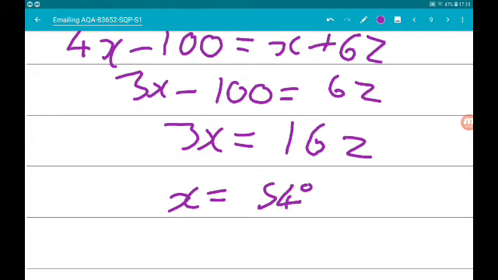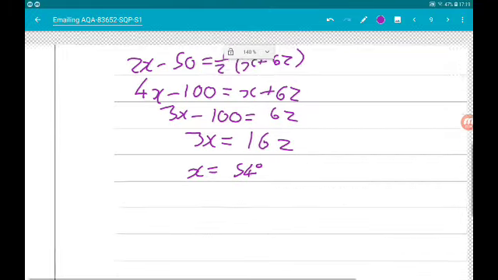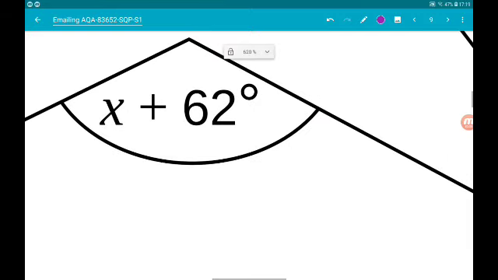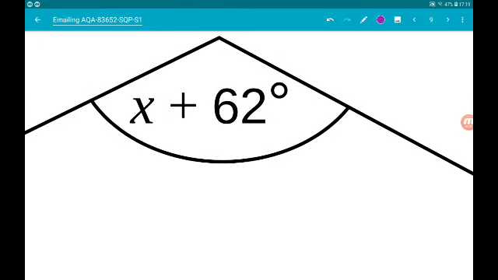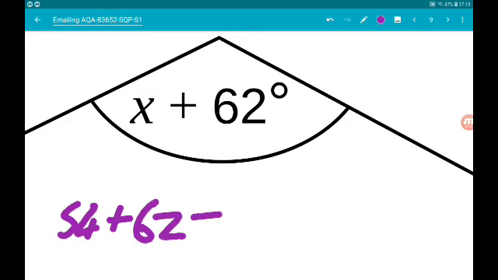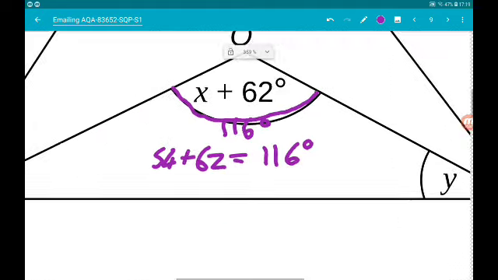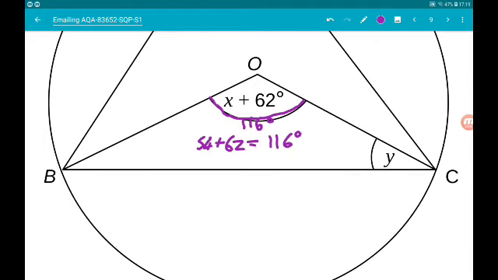So now that we know what x is, we can start filling in some blanks. So if x is 54, x add 62 is 54 add 62, which is 116 degrees. So that is this angle here, 116 degrees.